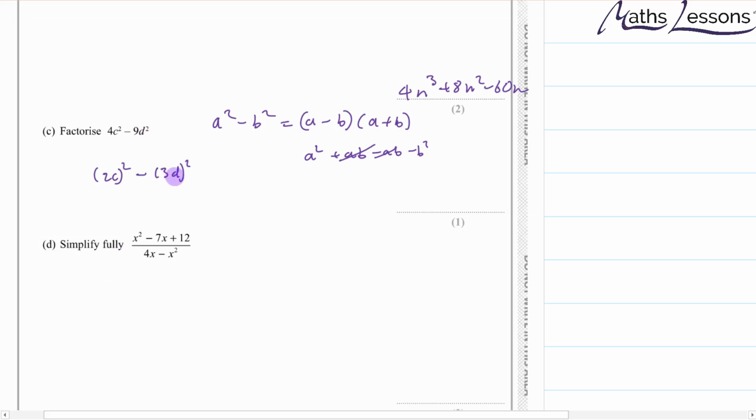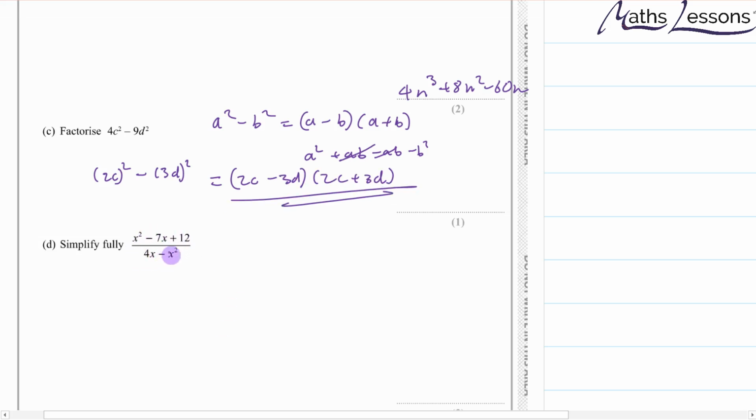If you multiply this out, you get 9d squared. You multiply this out, you get 4c squared. So you've got a number squared minus a number squared. So your a is 2c, your b is 3d, and you can just replace them. So you get 2c minus 3d, and you get 2c plus 3d as your answer.